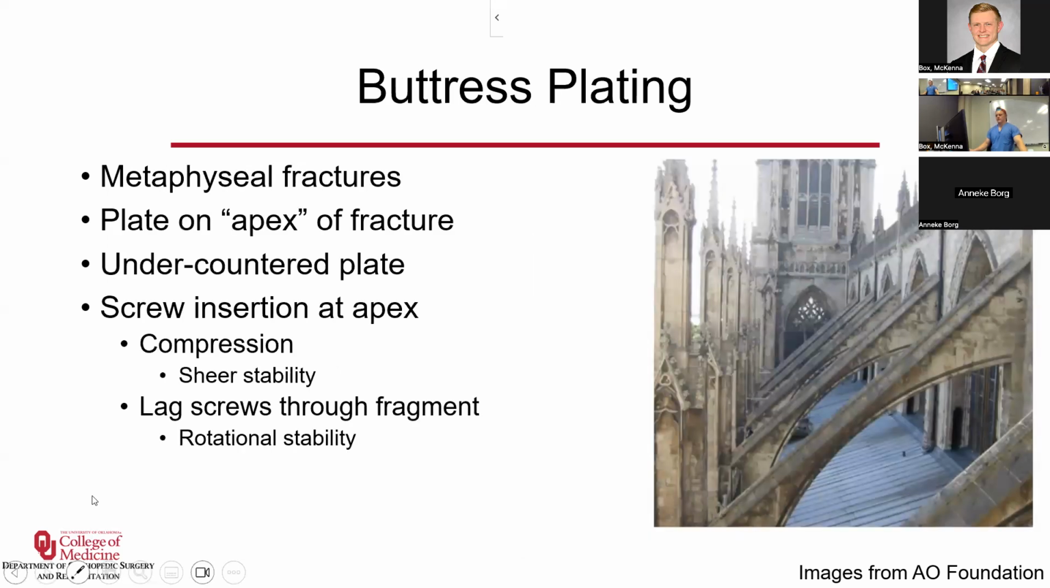Okay, so buttress plating. Buttress plates are used a lot for metaphyseal fractures, specifically a lot of the time in the tibial plateau and pilon fractures. The tibial plateau is the proximal portion of the tibia that makes your knee joint. The pilon is the part that makes your ankle. Basically, these act like buttresses. They provide support and prevent this stuff from falling over.